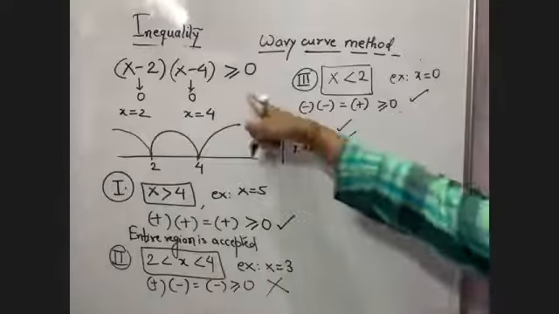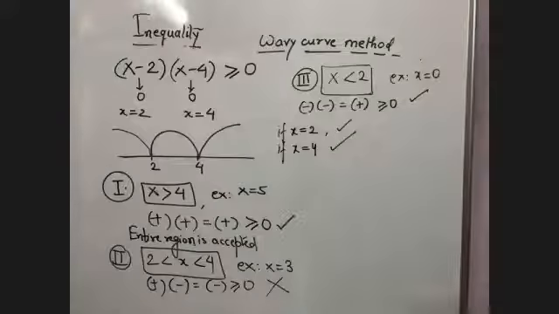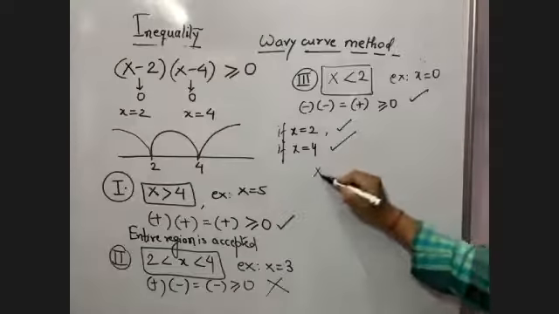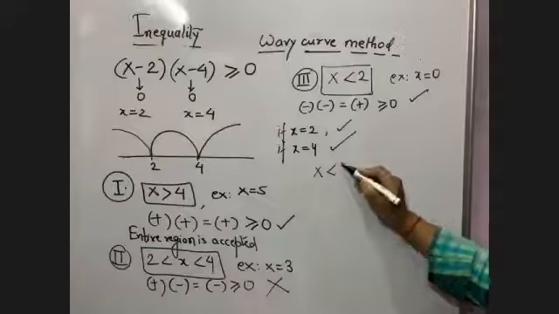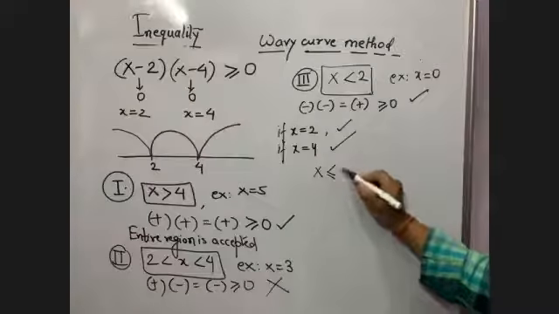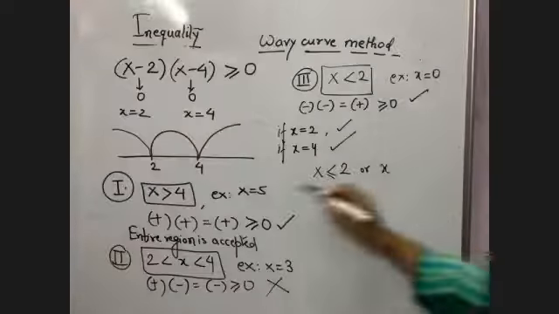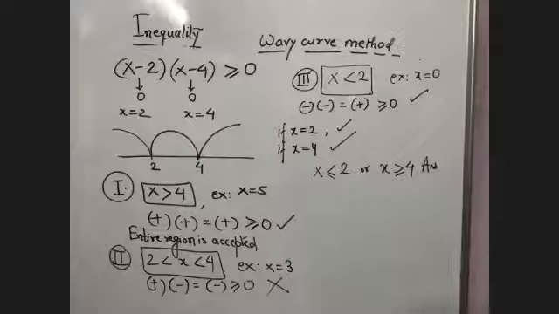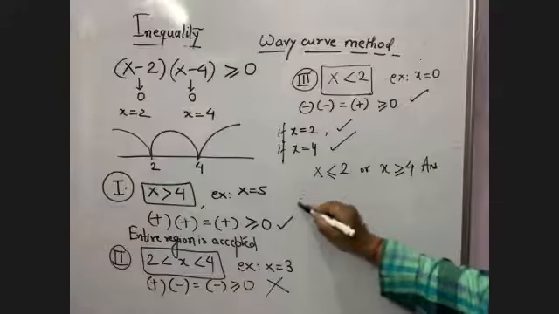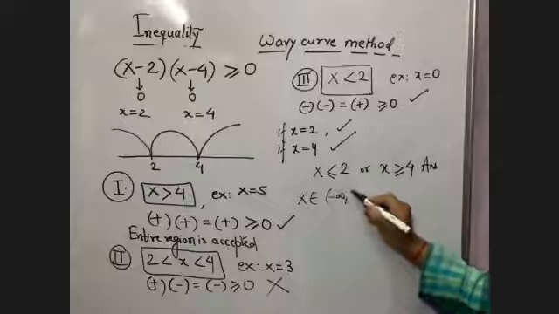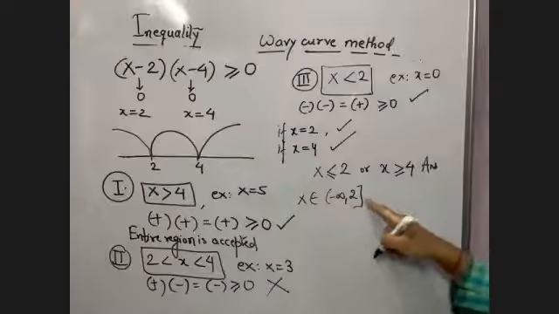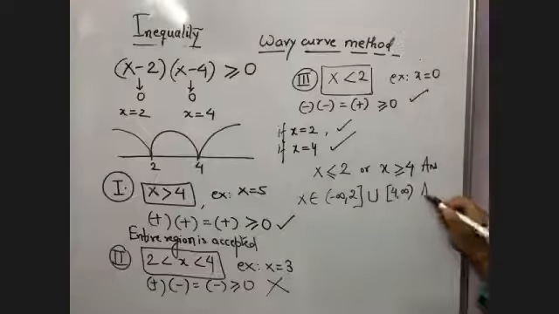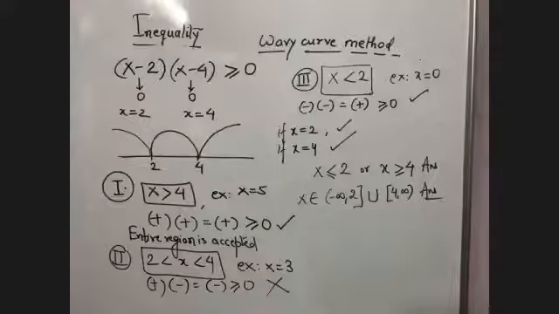Now, the solution of this inequality I'm going to write. What will be the solution? This interval and this interval. So I'm writing x is less than or equal to 2, or x is greater than or equal to 4. This is my final answer. Another way to write the same thing is x belongs to minus infinity to 2 closed, union 4 closed to infinity. This is my answer.